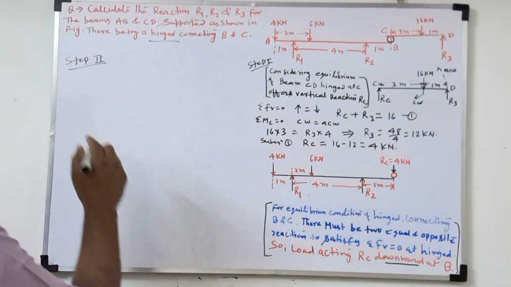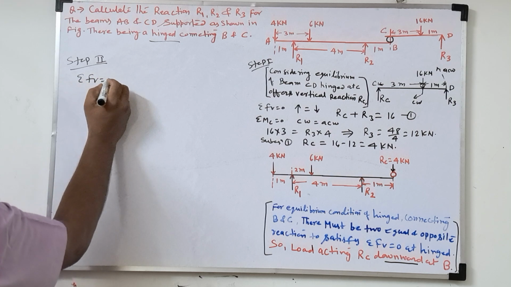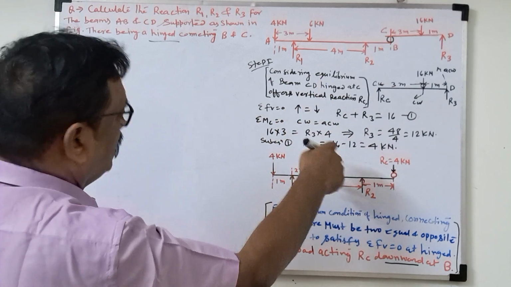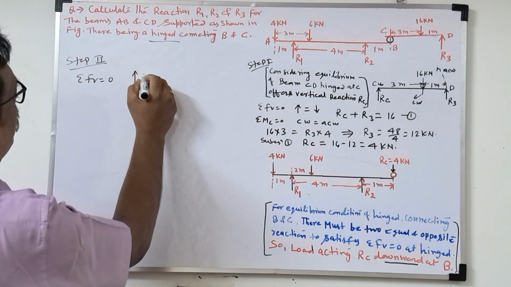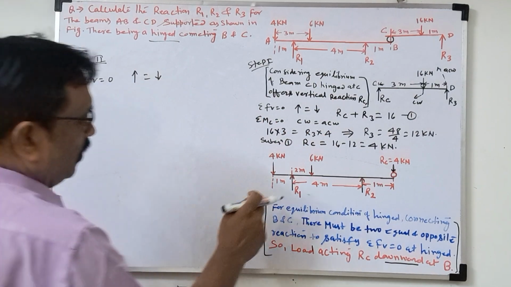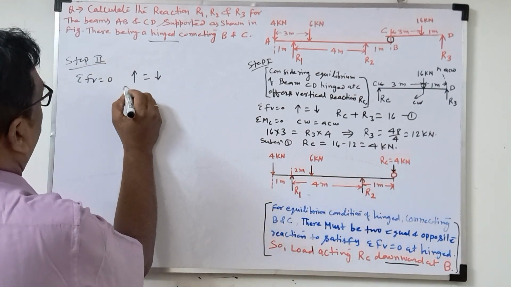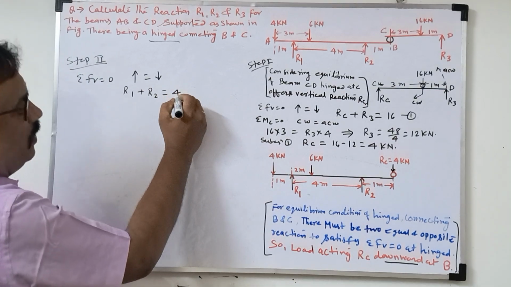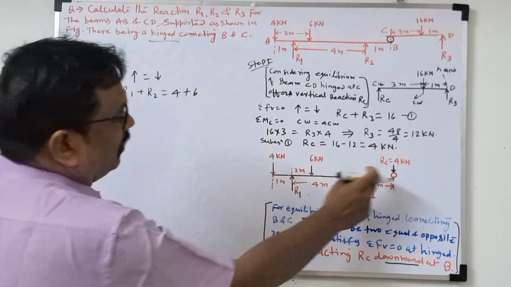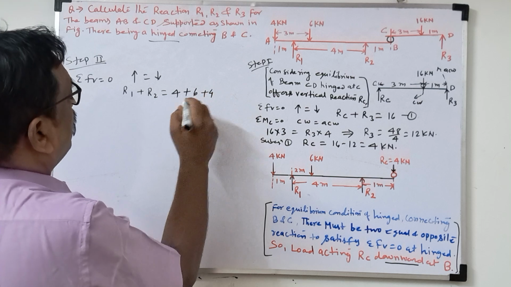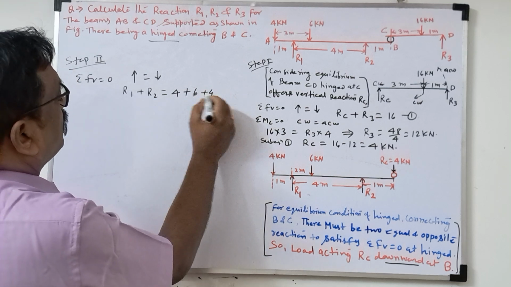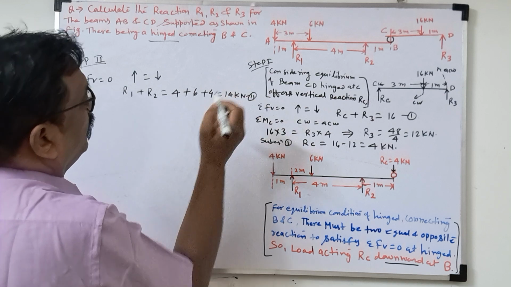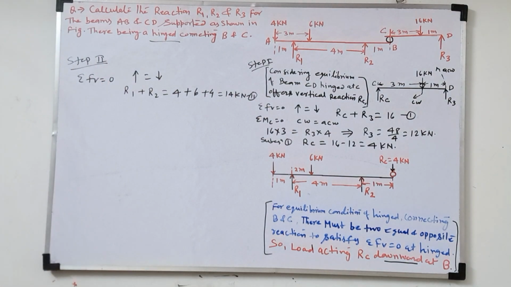So again we will take the two equilibrium equations. What is sigma F equal to 0? Here again, as usual, we are not taking negative and positive. We are taking total upward force equal to total downward force. Now what is the upward force? R1 plus R2. R1 plus R2 is equal to the downward force, which is 4 plus 6 plus again 4. So this is 14 kilonewton. We give this equation number 2 here.